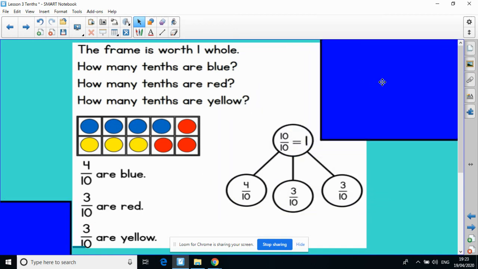Now our part-whole model has 3 parts. 10/10 equals 1 whole. 4/10 were blue, 3/10 were red, and 3/10 were yellow. 3/10 add 3/10 add 4/10 equals 10/10, which equals 1 whole.